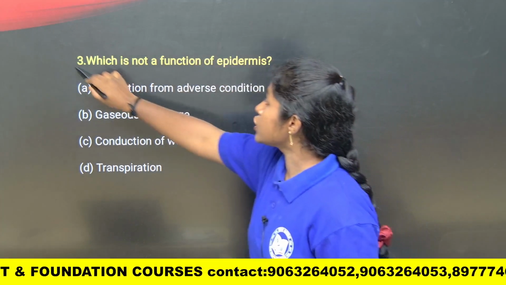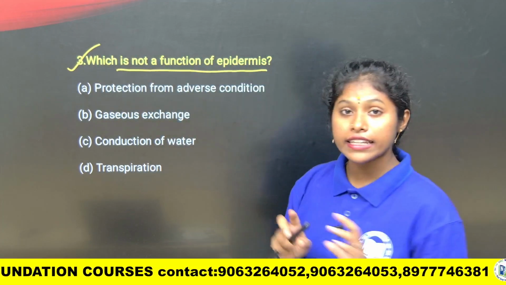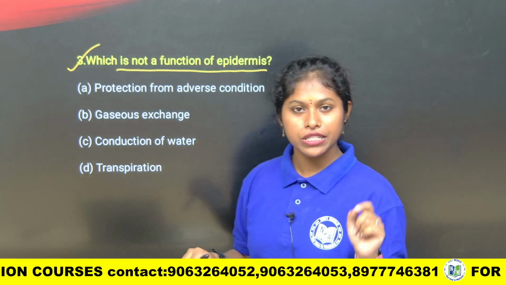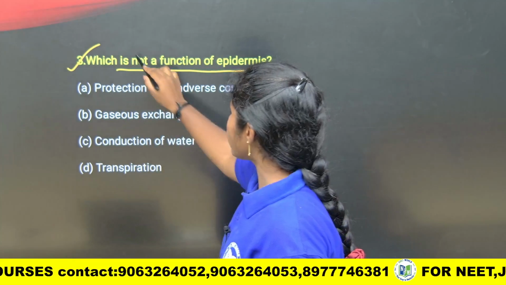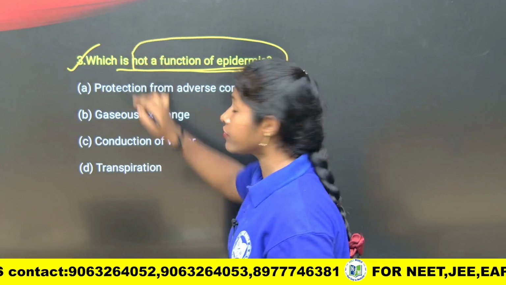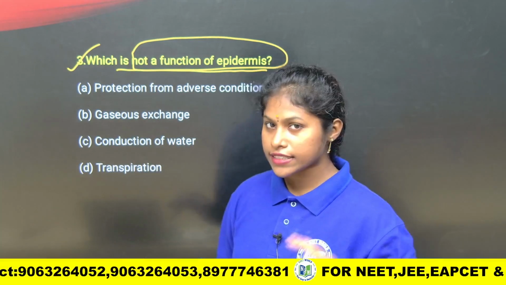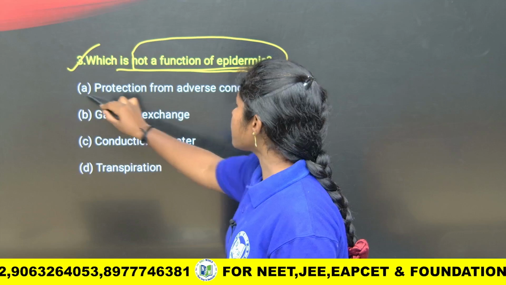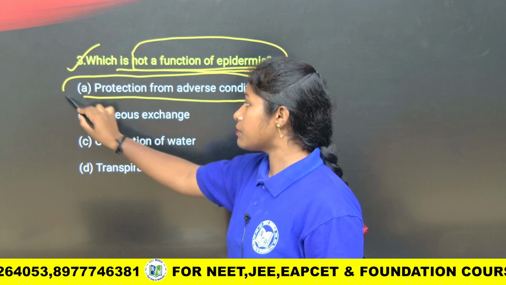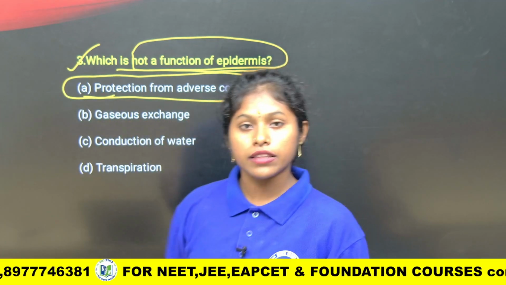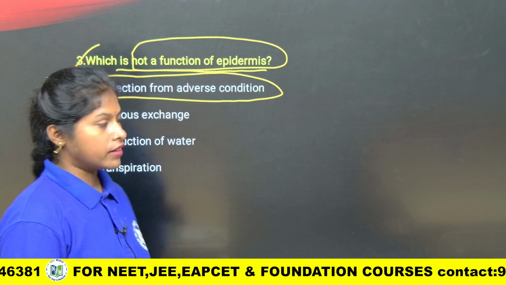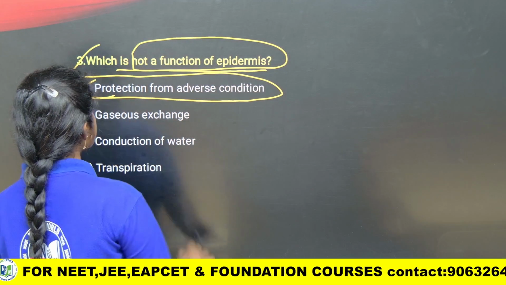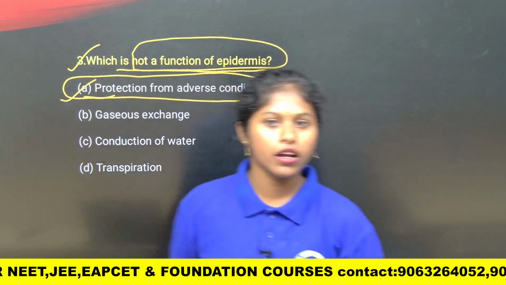So they are asking which is not a function, so we have to analyze the question at least half a second. Because see here, they are asking not a function, they are not asking the function, they are asking what is not the function of the epidermis. So here it is protecting from adverse conditions. Of course, from adverse environmental conditions, the epidermis is the first protective layer, right? So this is a true statement about the epidermis.